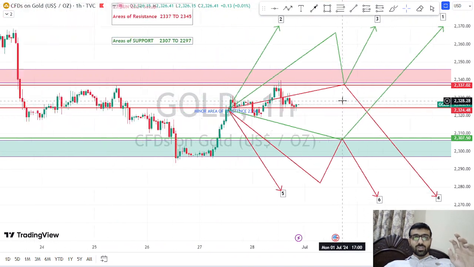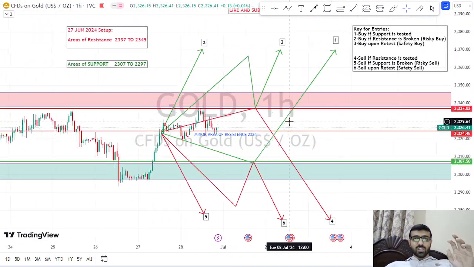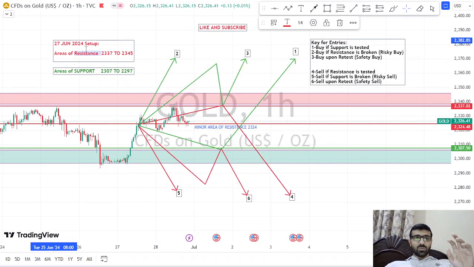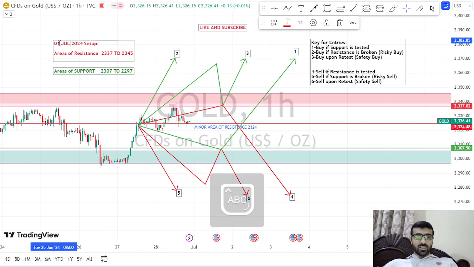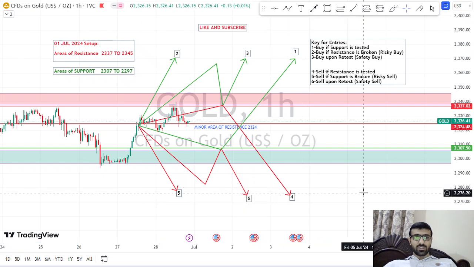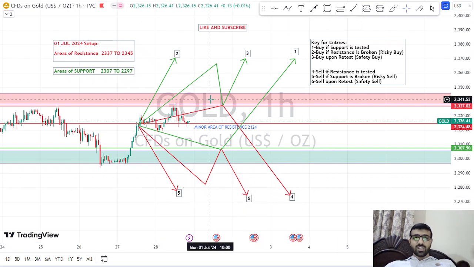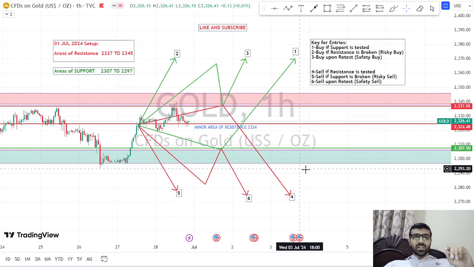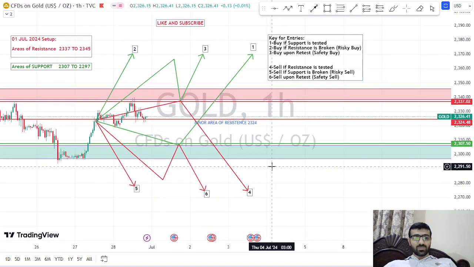Okay, so that's all for the gold versus US dollar for today. Now I will move forward these scenarios for the 1st of July, and the areas of resistance and support are going to remain the same, because it is in front of you guys that our areas of minor resistance and major resistance were respected in the most beautiful manner, and these are going to remain the same.